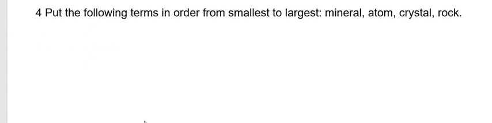Number four, put the following terms in order from smallest to largest. So here are the four terms: mineral, atom, crystal, and rock. Now I'm telling you what I do. I try to figure out what the smallest one is first. Okay, I got that one in my mind. But then I want to figure out what the biggest one of that list is. Okay, I got that one. And then you've got to figure out that second and third one, which are the toughest.